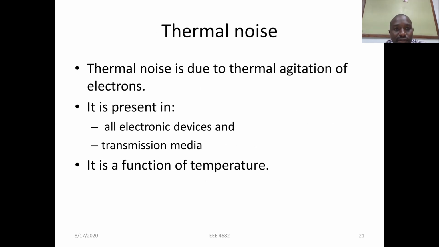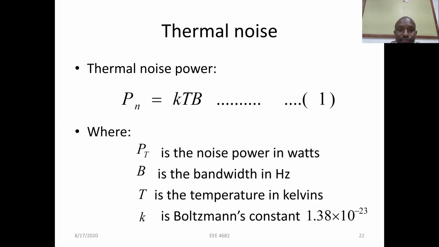Thermal noise is another type. This is noise due to thermal agitation of electrons. It's present in all electronic devices and all transmission media. This type of noise is a function of temperature, meaning it's affected mainly by temperature, and it's also affected by bandwidth and resistance, among other factors.